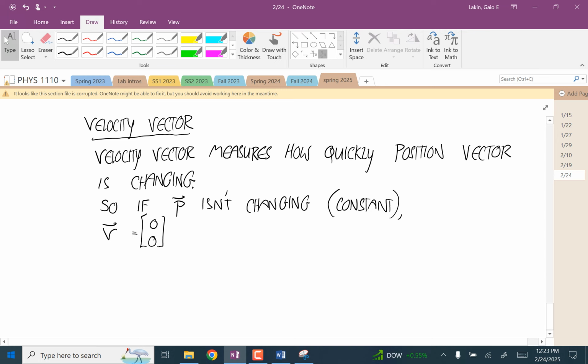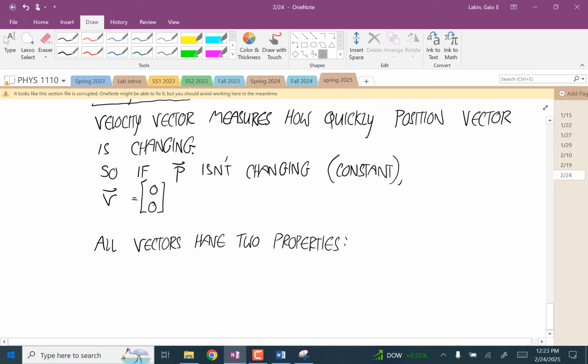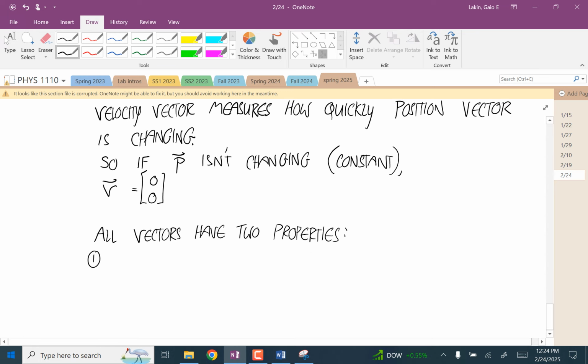The best way to think about the velocity vector is in terms of the two properties of a vector. Remember that all vectors have two properties. Anyone remember what these are? Direction and magnitude. Yeah, perfect. So magnitude and direction.